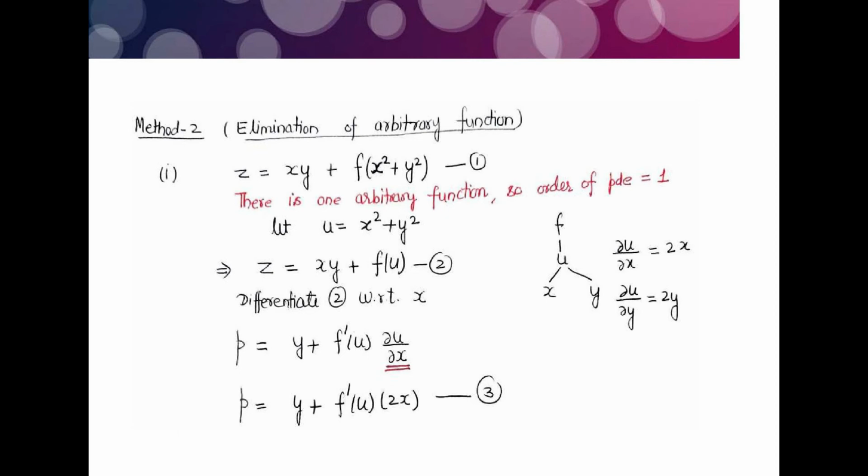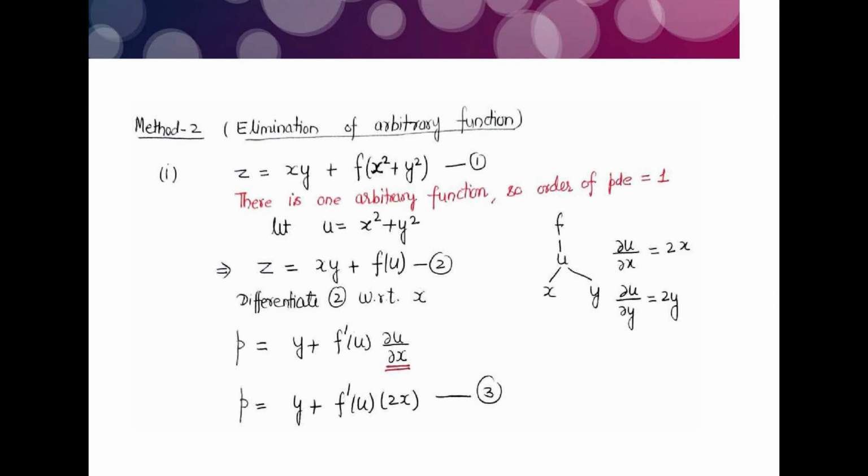You can directly start with equation number 1 and differentiate with respect to x and y. Or you can just define a new variable u, which is equal to x square plus y square. It will be easy to take the derivative using chain rule. So after substitution, u equal to x square plus y square, we have equation number 2. I am just rewriting equation number 1. Z equal to xy plus f of u.